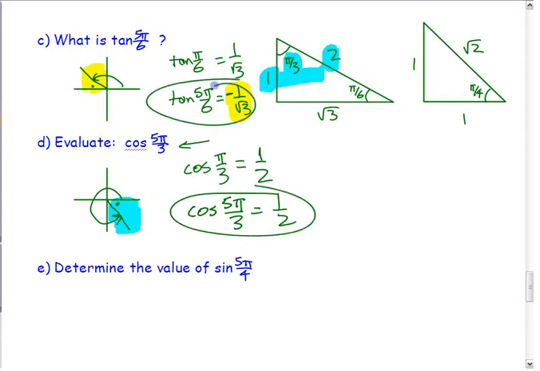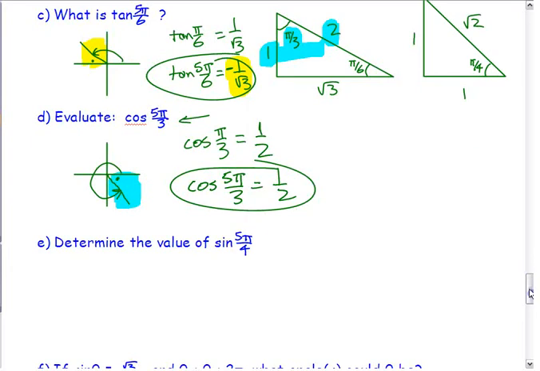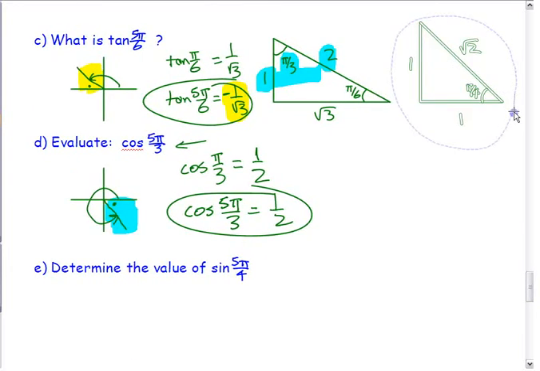Easy, right? Determine the value of sine of 5 pi over 4. Well, we need this other triangle for that because this is the one that has pi over 4 in it. That triangle right here.